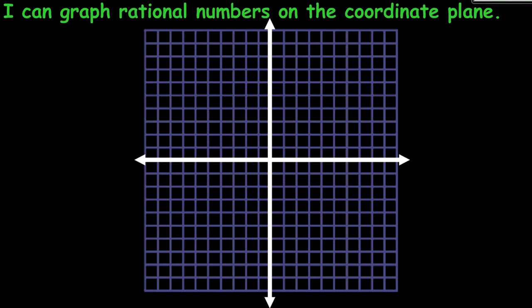Hello, math friends. Today we're going to talk about how you graph rational numbers on the coordinate plane. Some things we've been talking a lot about this whole rational number unit, right? And how we graph them on the coordinate plane. So the coordinate plane we've talked about before.